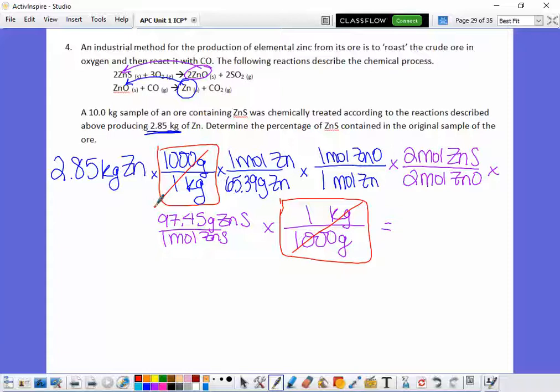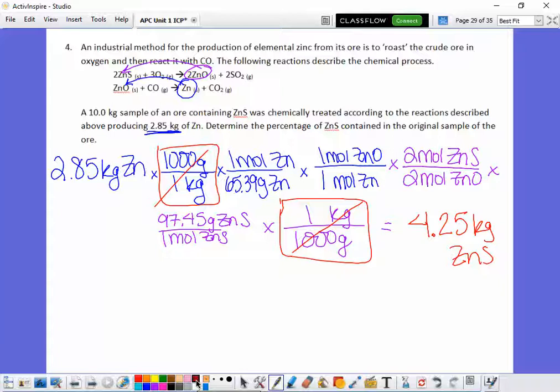So, go ahead and calculate that. You can also eliminate the 2/2 right here, because we know that's 1. So really, it's just 2.85 divided by 65.39 times 97.45. And that will give you the kilograms of zinc sulfide that were in the ore to begin with. And what do you get? 4.25? 4.25 kilograms of zinc sulfide that were in the ore to begin with.